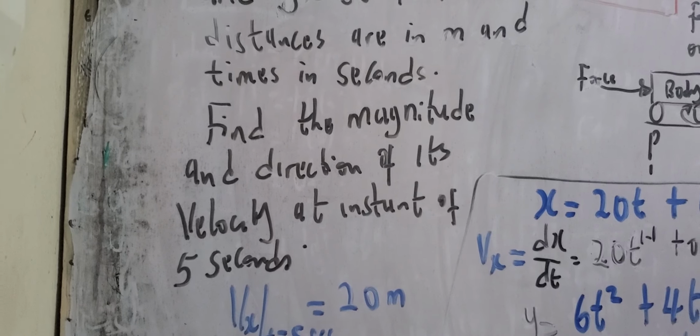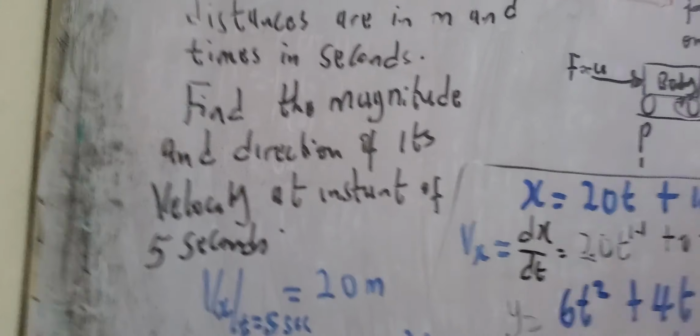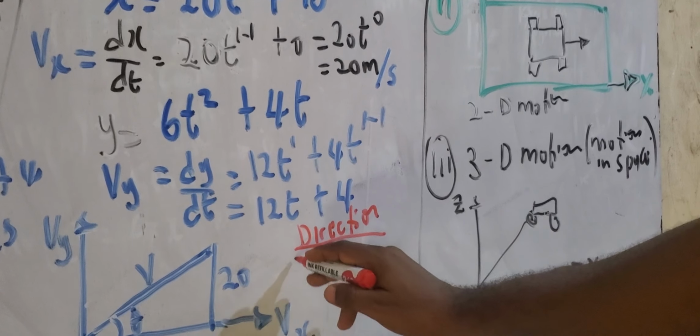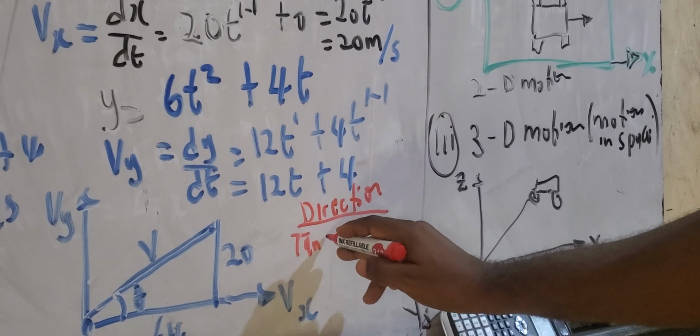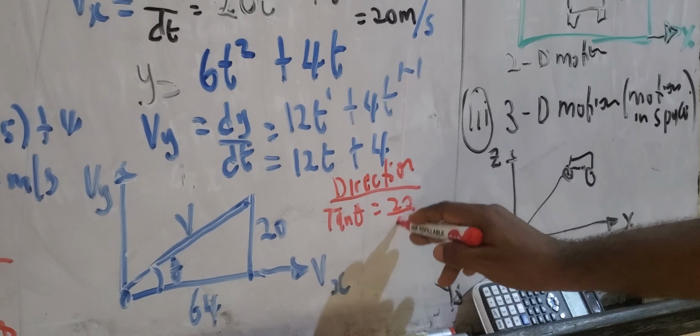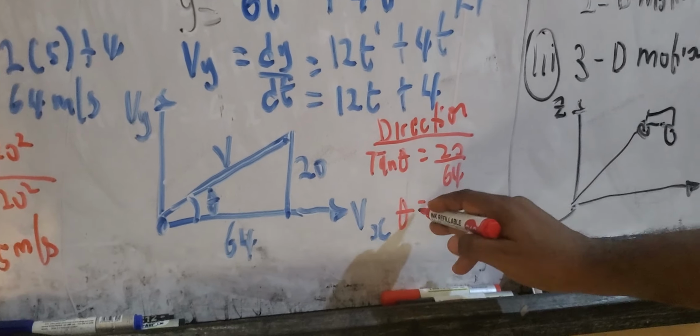To find the direction, we are going to use tan theta. And tan theta is opposite over adjacent. Tan theta is opposite, that's 20, all over adjacent, that's 64. So theta will be tan arc of this.